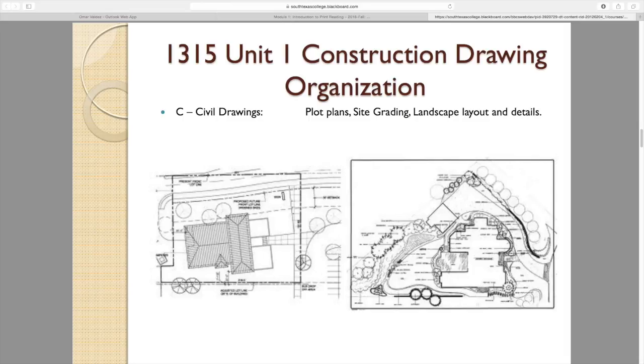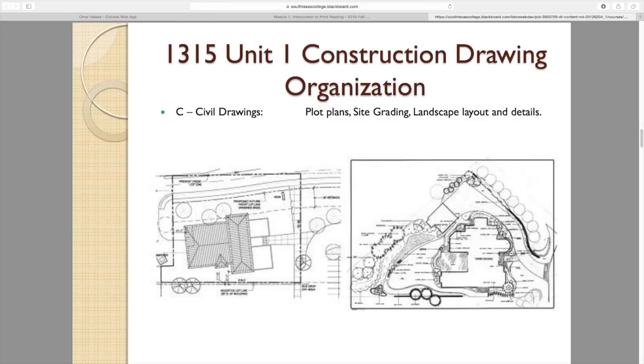So civil drawings are the ones that deal with all the civil aspects of the project, which is the dirt, the ground, site plans. It's where the subdivision is, how high the dirt is. Do I need to take dirt away? Do I need to add dirt so I can level my ground? How am I going to drain the water? So these are site drawings. Where's my property? How much space do I have? Do I have trees? Do I have to get rid of them? All these things, sidewalks, where do they go?